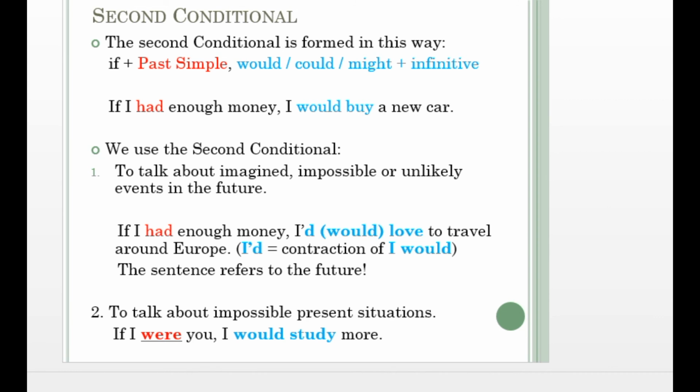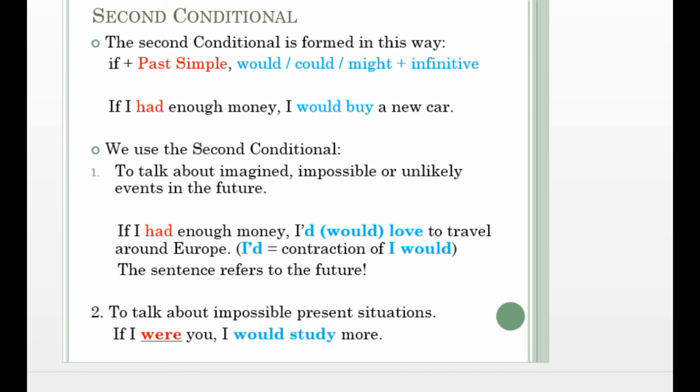We use the second conditional to talk about imagined, impossible, or unlikely events in the future, something imaginary, not real, unreal situations, right? Example, if I had enough money, I'd love to travel around Europe, or I would love to travel around Europe. Remember that I'd is the contraction of I would. The sentence refers to the future. If I had enough money, but I don't have now, so it's unreal, it's an imaginary situation, right?